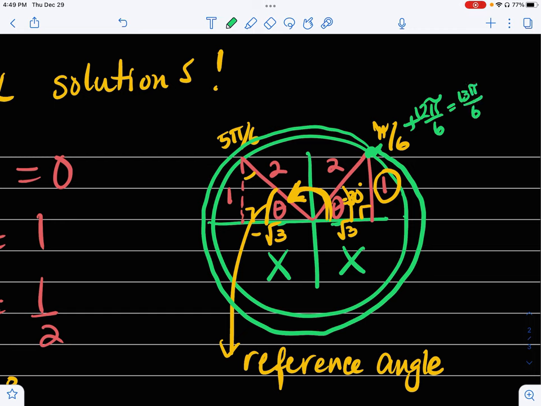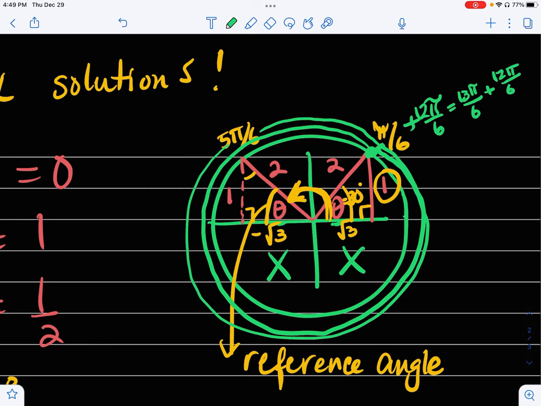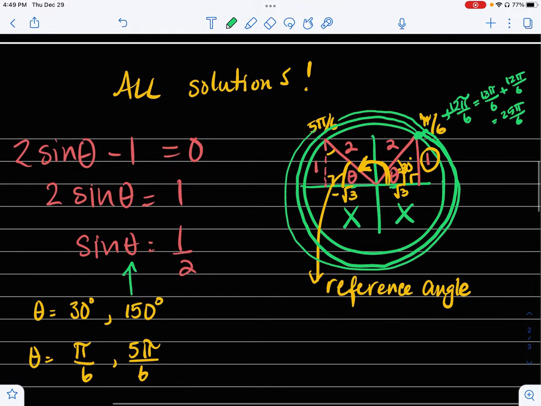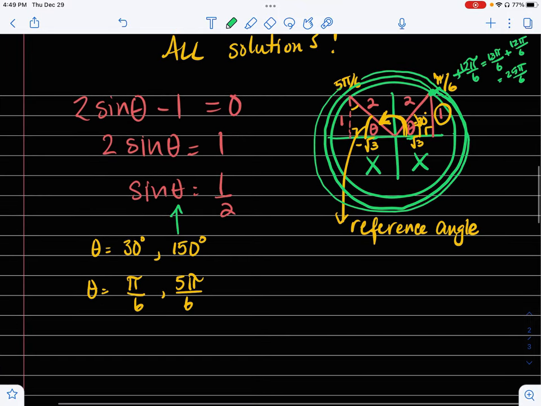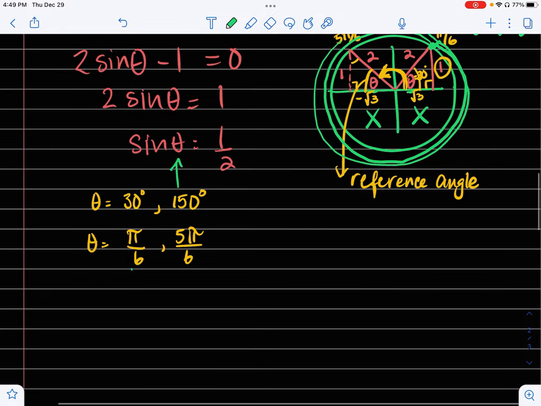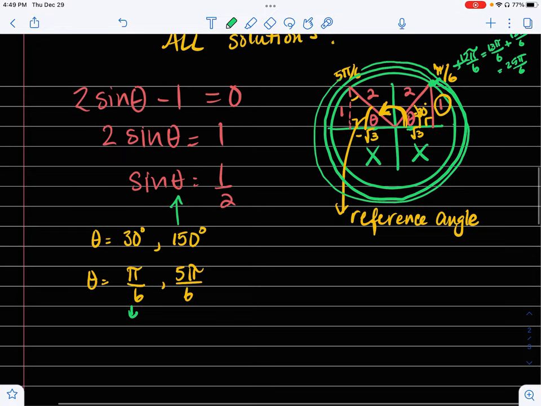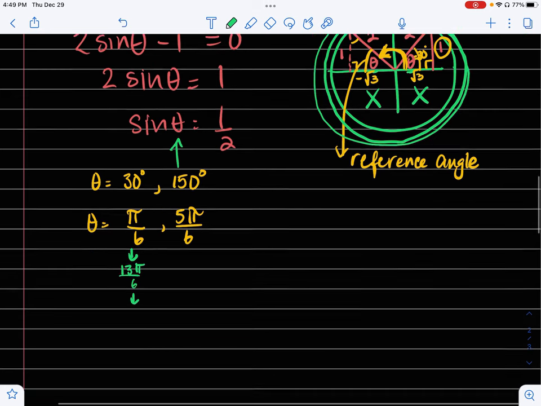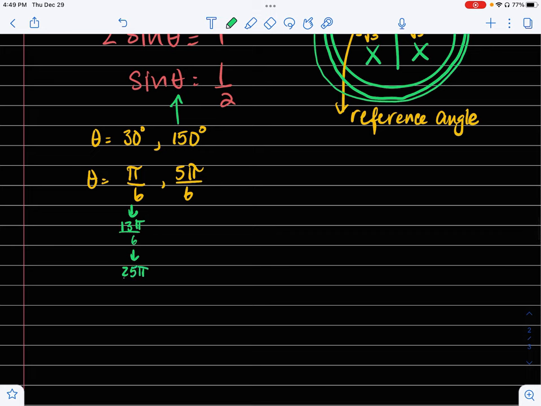But is that the only one? Again, that was two rotations. If you take another rotation around, then we would end up with the next solution, which basically means if I now add another 2 pi to it, 25 pi over 6, that would be the next solution. Now, is there any end to that? There is no end to that. So pi over 6, next solution at that location would be 13 pi over 6, followed by 25 pi over 6. So I went ahead and calculated 3 of them.